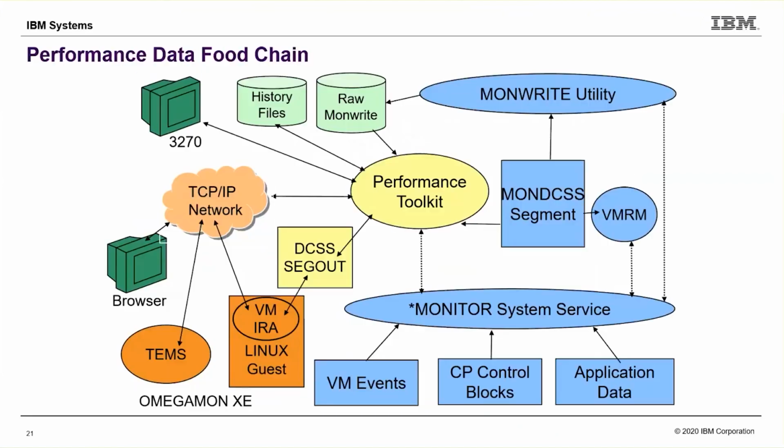Right? Okay, so I'll talk to you a little bit about the monitor system service. Wanted to look a little bit at how things are run. So we have my system service here, right? And we're going to have things like Performance Toolkit or MonWrite or VMRM, which are talking to the system service, right? And there's going to be different things that cause data to be written into the DCSS by the system service. And all of them are also connected to that.